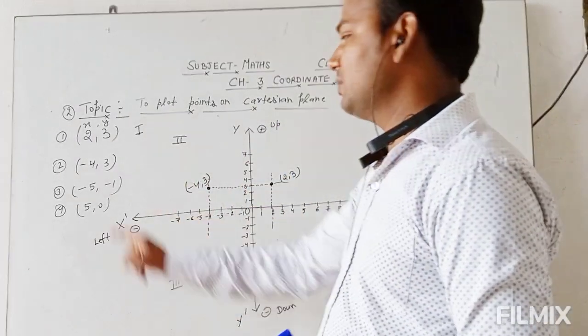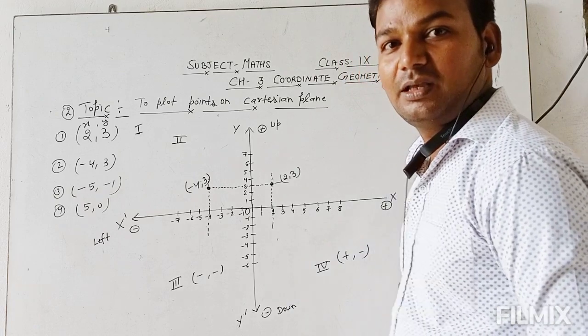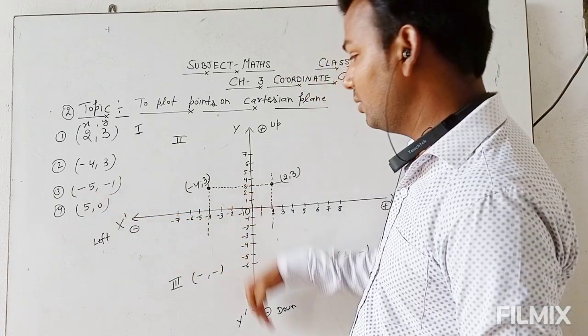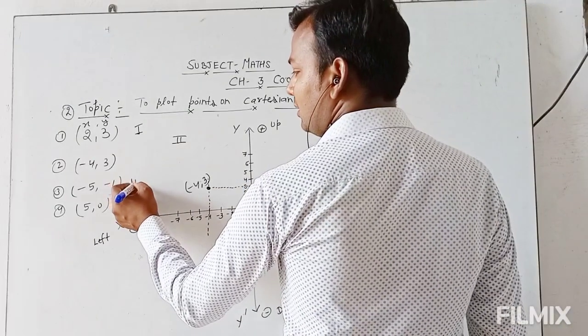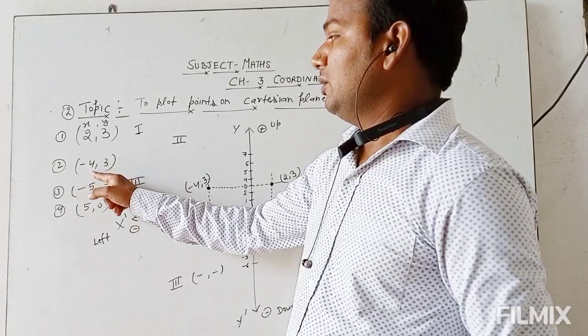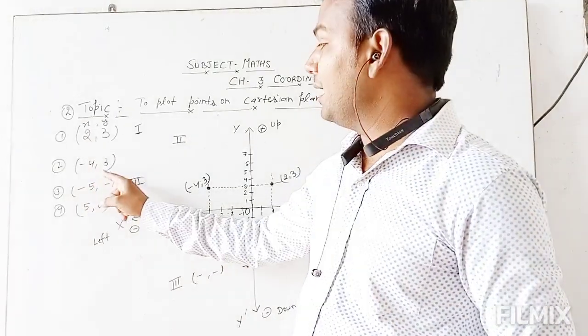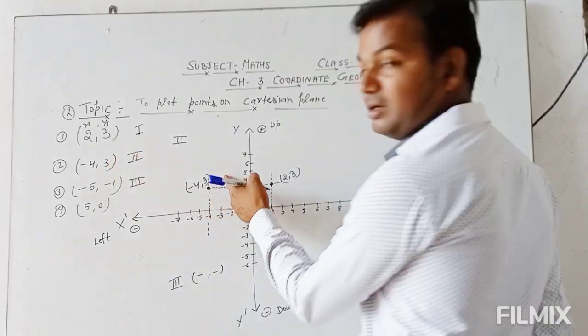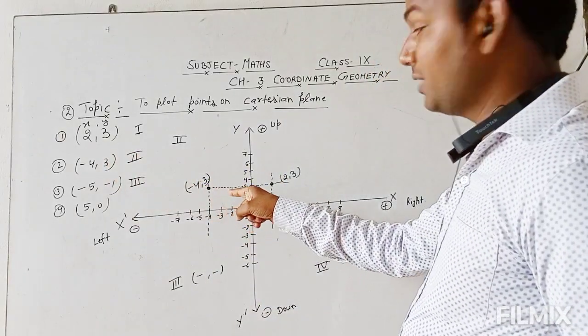Now the third point is (-5, -1). Here the x coordinate is negative and the y coordinate is negative, so you can tell it will lie in the third quadrant. Whereas if the x coordinate is negative and the y coordinate is positive, it will lie in the second quadrant. You can see here it lies in the second quadrant.